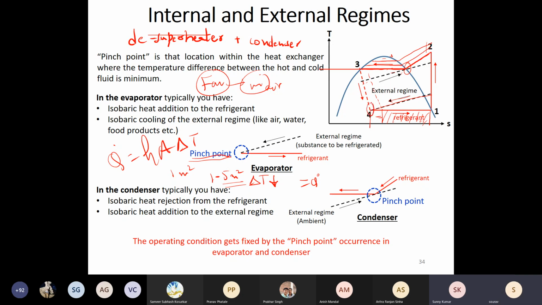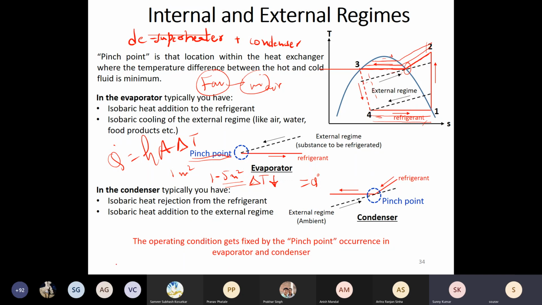Here the pinch point is this. Definitely you cannot work with a pinch point delta T equal to 0. So you will have to pull down the evaporator temperature. You cannot work with this evaporator temperature, you will have to work with this. So in one case you might be operating here, the other one could be operating here.